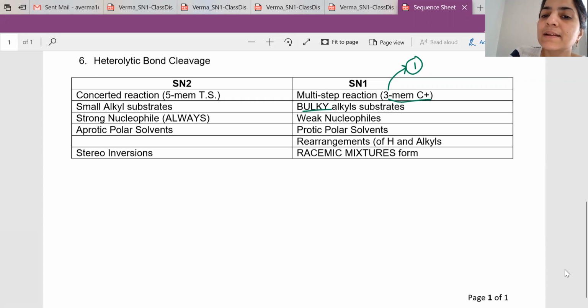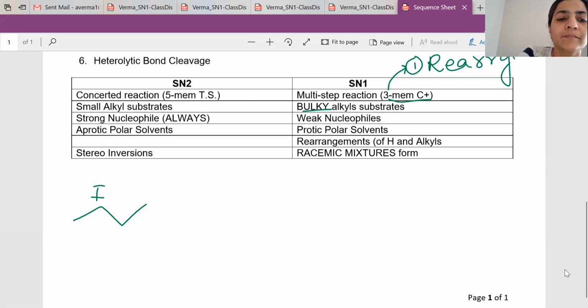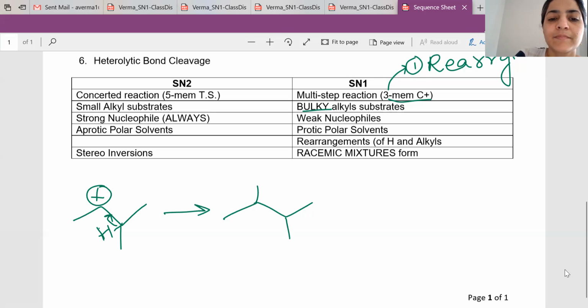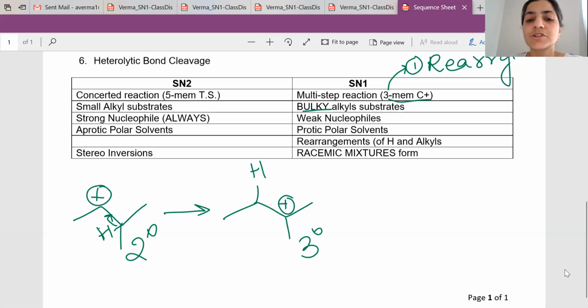When a bulky alkyl substrate converts into a carbocation, it will always do rearrangements. So if you have a secondary carbocation and there is a possibility of forming a tertiary carbocation, you will see a hydride shift, and the carbocation will rearrange from a secondary carbocation to a tertiary carbocation.